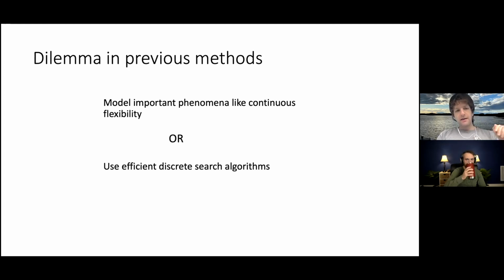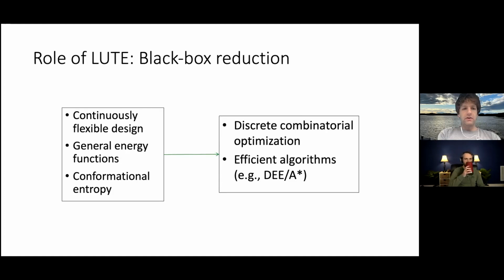So that is where LUTE can come in. The idea of LUTE is that we're going to take E of R's calculated with this complicated model and think of the problem of getting the actual optimal R accounting for all that, and then reduce it, at least with negligible error, into a discrete combinatorial optimization of the same mathematical form we had in the discrete pairwise model, just with different numbers that reflect the continuous flexibility, that reflect, hopefully, some better energy functions, and then solve it with our efficient discrete algorithms.